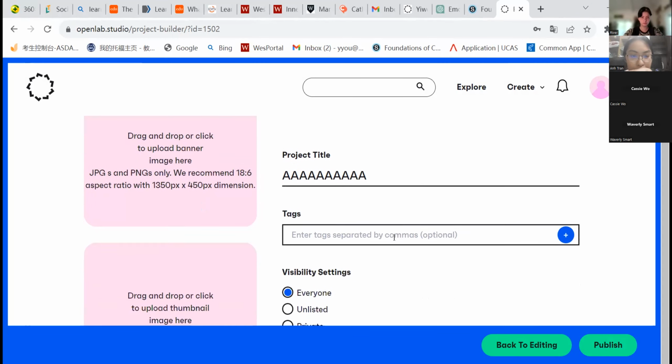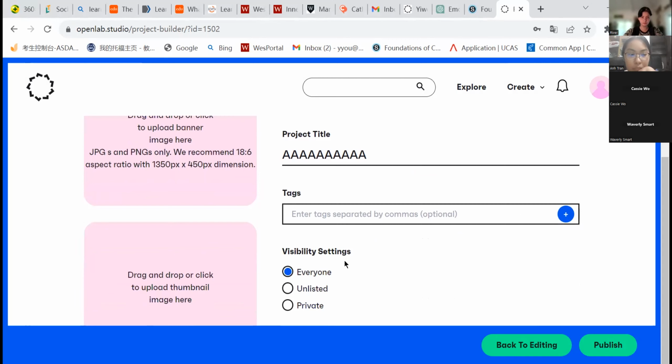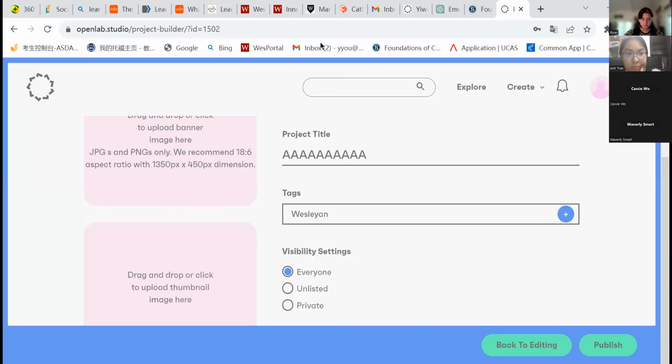You can put tags. You guys, I'm going to put some tags I want you to use on these things. So Wesleyan, Psych 105, Digital intro. You can use whatever tags you want, but do use these tags on the project. I'm so excited.